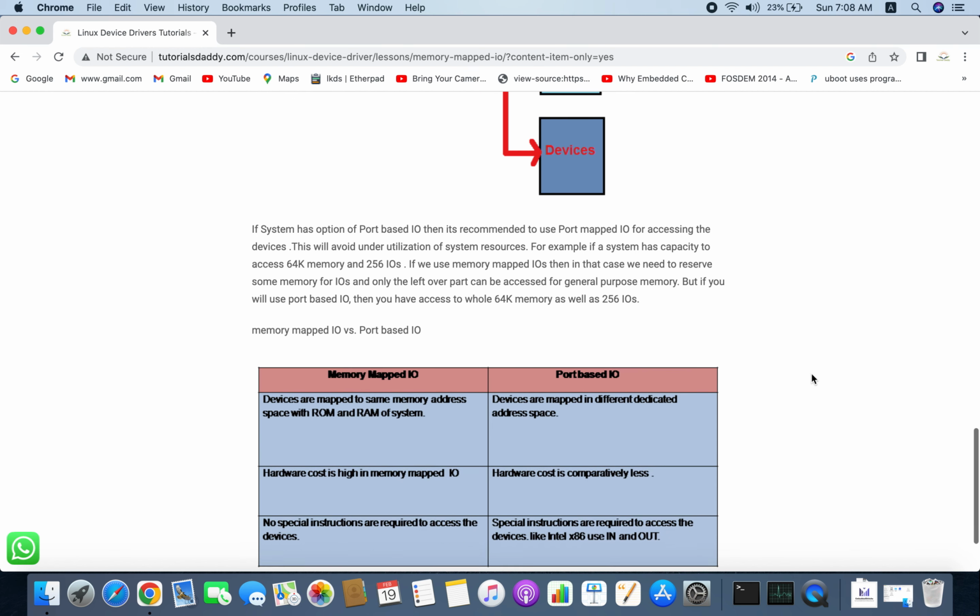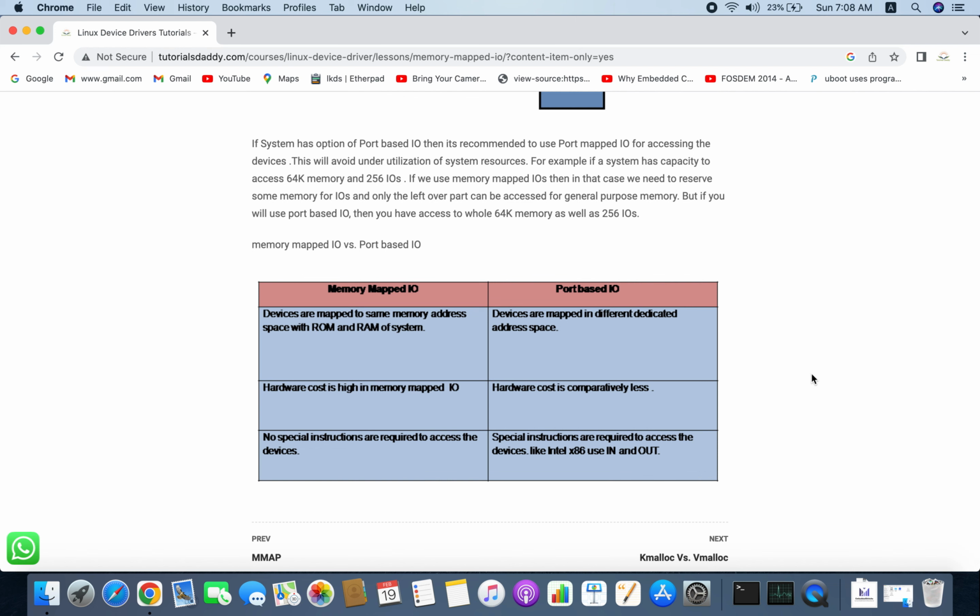So to quickly understand the difference between memory mapped I/O and port mapped I/O: in memory mapped I/O, devices are mapped to the same memory address space with the RAM and ROM of the system. In port mapped I/O, devices are mapped in a different dedicated address space. Because you are decoding the whole system bus in the case of memory mapped I/O, the hardware cost is high, but the hardware cost will be low in the case of port mapped I/O.